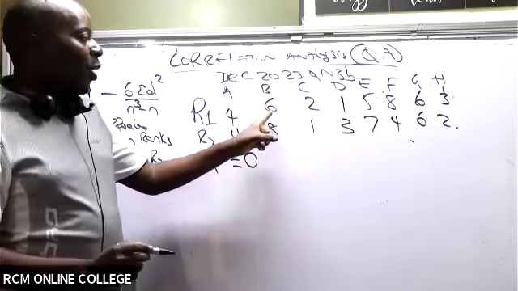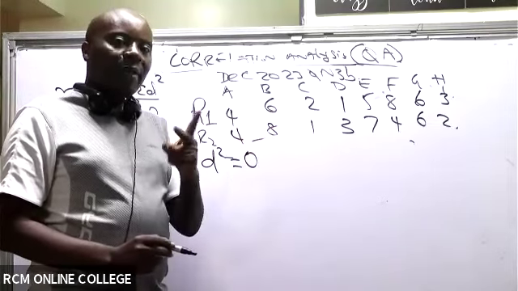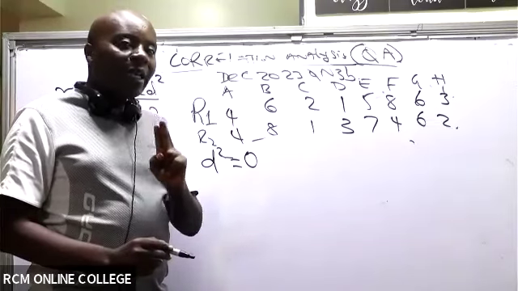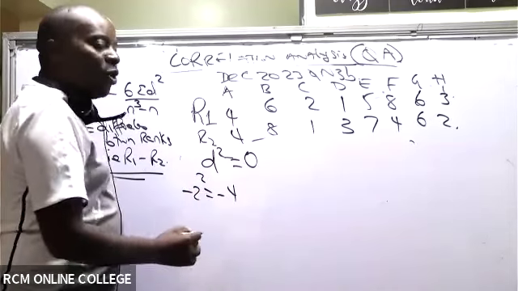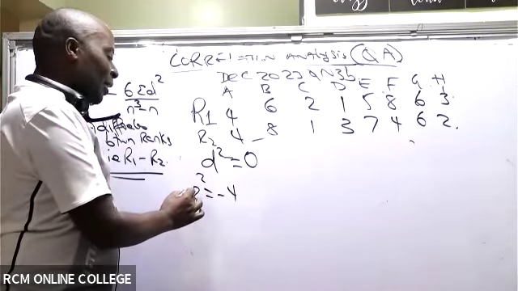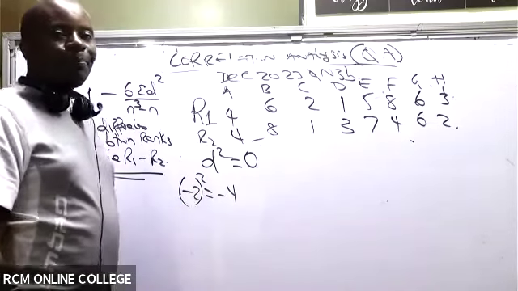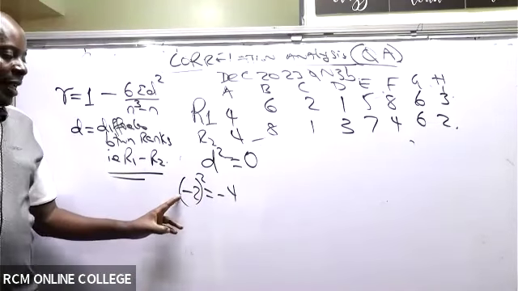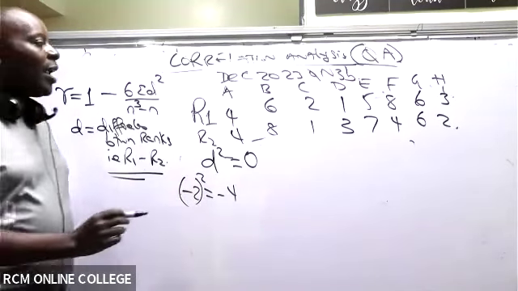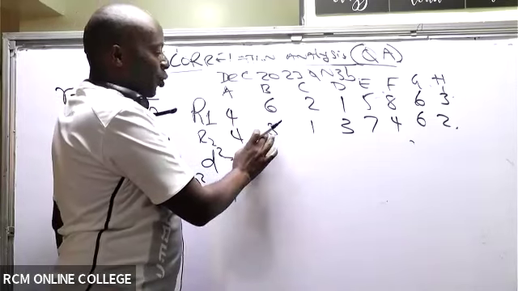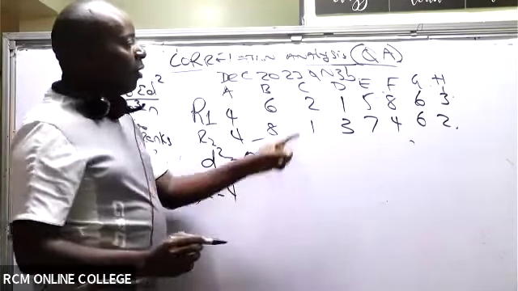So let's go to the second one. The second one is 6 minus 8. 6 minus 8 gives me -2, but you square. When you square, you don't get -4, because I've seen students always saying -2 squared is -4. No, remember this minus is an integral part of this, so you're supposed to put it in brackets. You open brackets, -2, squared. Then the second one, rank one minus rank two, when I square, I will get 4 there.